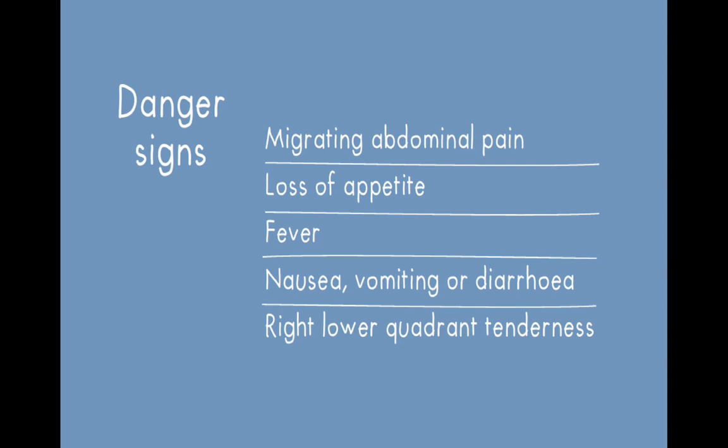Constipation, acute gastroenteritis, mesenteric adenitis, urinary tract infection, and acute ovarian pathology can all mimic appendicitis. Those patients with migrating abdominal pain, loss of appetite, fever, nausea, vomiting, or diarrhea, and tenderness in the right lower quadrant should always be referred for specialist assessment. Always maintain a high index of suspicion for appendicitis, as missing the diagnosis can be devastating.